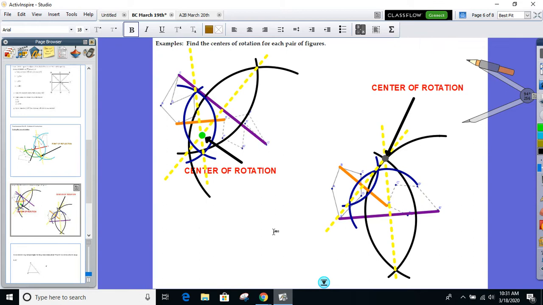Now, you thought those were a lot of arcs. Wait till we get to this next one, which is actually rotating a figure a certain degree measure around a point. You guys better buckle up here.